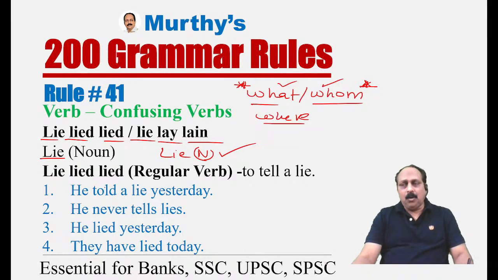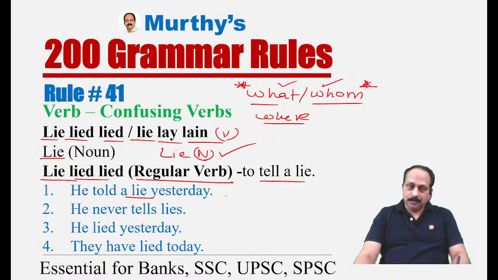So, lie as a noun is easy to handle. He told a lie yesterday. Lie as a verb, it can be a regular verb, it can be an irregular verb. As a regular verb, it is easy to handle. To tell a lie, lie, lied, lied. He told a lie yesterday. Answer my question. In this example, the word lie, is it a noun or a verb? He told a lie yesterday. Is it a verb or a noun? You ask a question, told what? A lie, something. Then it is a noun.